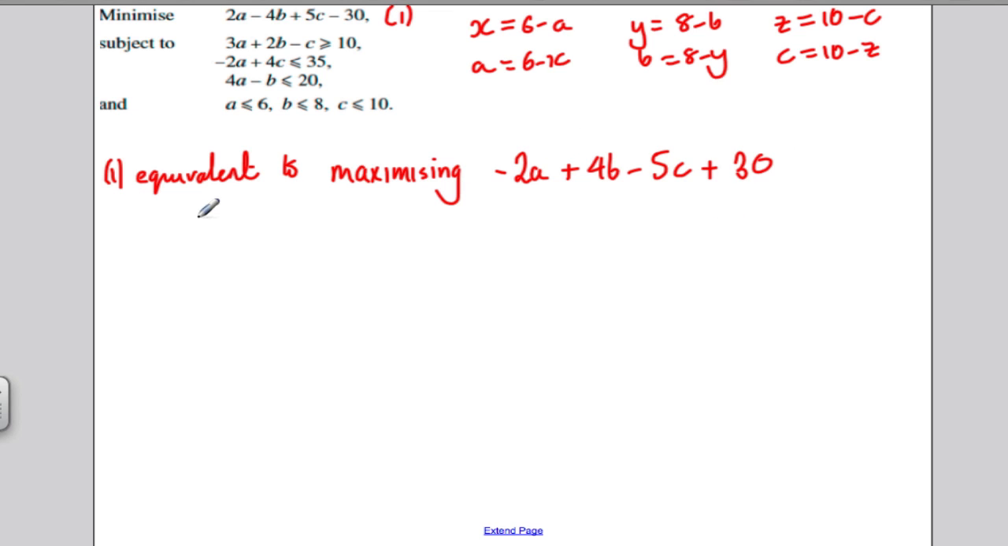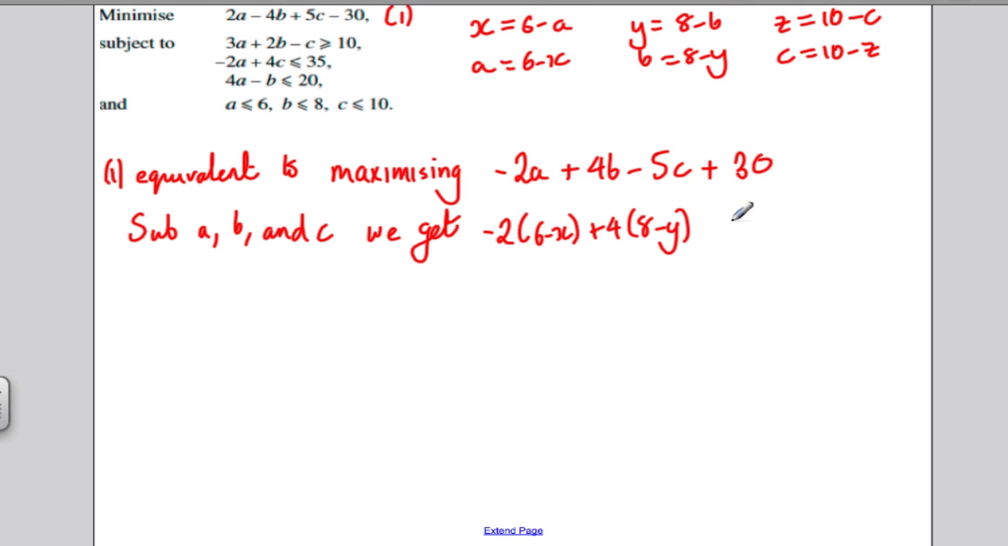And now we're going to substitute in. So subbing a, b, and c, the algebra might get a little bit messy here, so let's just keep it all tidy. Minus 2 times (a is 6 minus x), plus 4 times (b is 8 minus y), minus 5 times (c is 10 minus z), plus 30. Now we expand it all out. We would get minus 12 plus 2x plus 32 minus 4y minus 50 plus 5z plus 30.